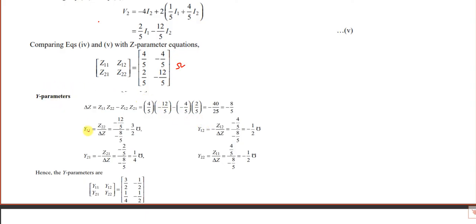This is easy, I think. Y11 means you take Z22 divided by delta Z, and Y22 is Z11 divided by delta Z. And Y12 means you take minus Z12 by delta Z, and Y21 also you take minus Z21 by delta Z. So somehow you have to remember this conversion formula, and once you know the Z parameters, by using the conversion formula you can also write the Y parameters.